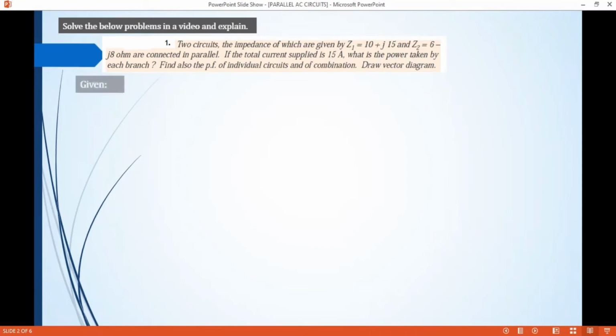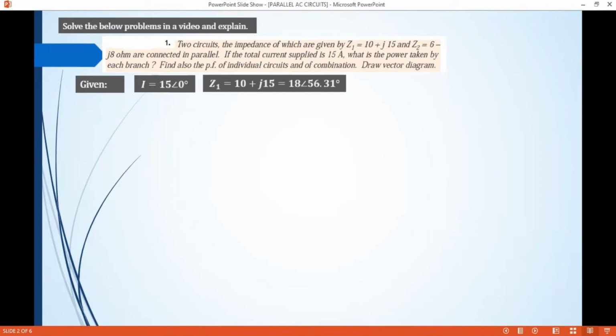So the first thing to do is let's identify the given based on the problem. The given is the total current, which is 15 amperes. So let's convert the given to polar form. We have 15 angle 0 degrees. Then the first impedance, or the impedance 1, is equal to 10 plus J15, which is in complex form. And then let's convert it into the polar form.